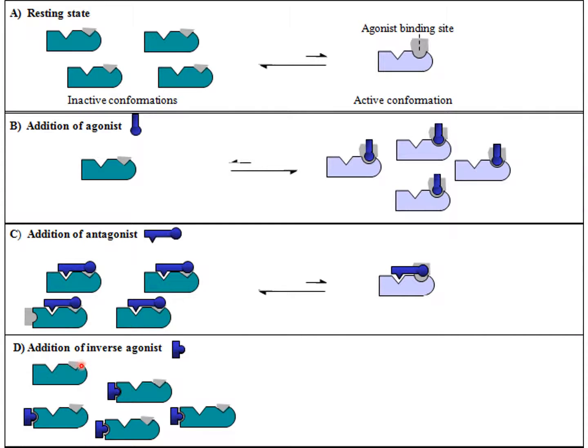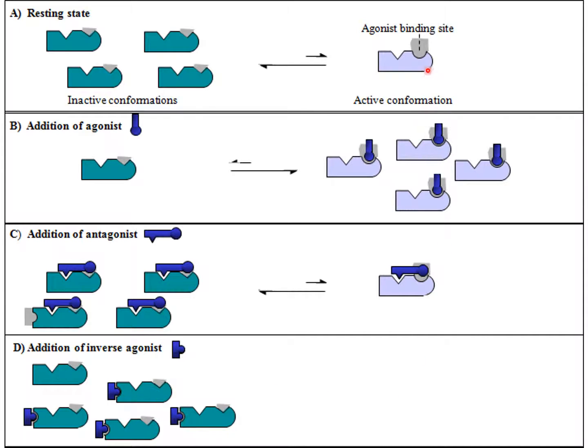Now with the case of an inverse agonist, notice that the inverse agonist typically binds to a binding site that is totally different from those for the agonist and antagonist. In the case of the inverse agonist, instead of having this one receptor in the active form, as in the resting state, you will even take this one away to become inactive. So you would withdraw the intrinsic activity of the receptor.